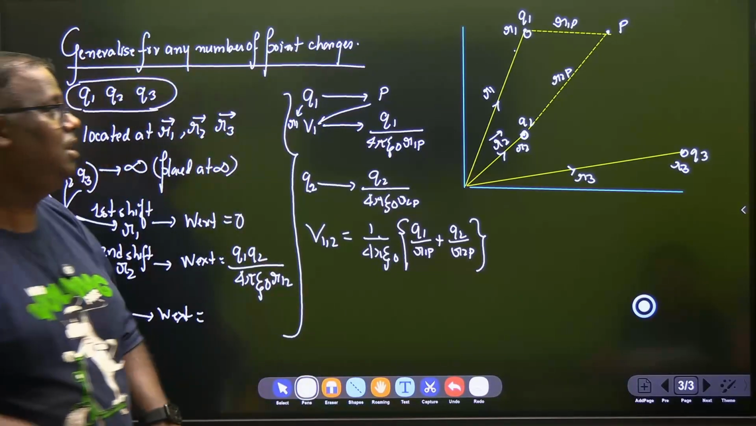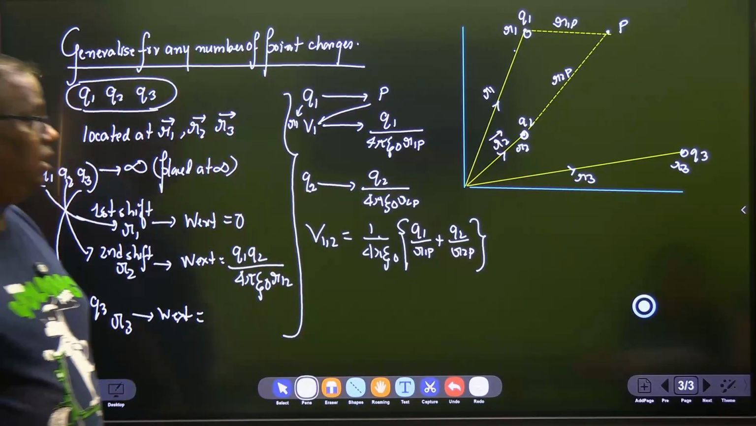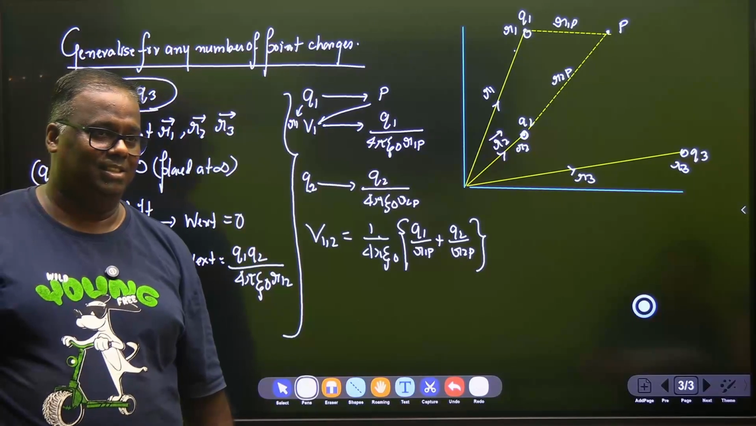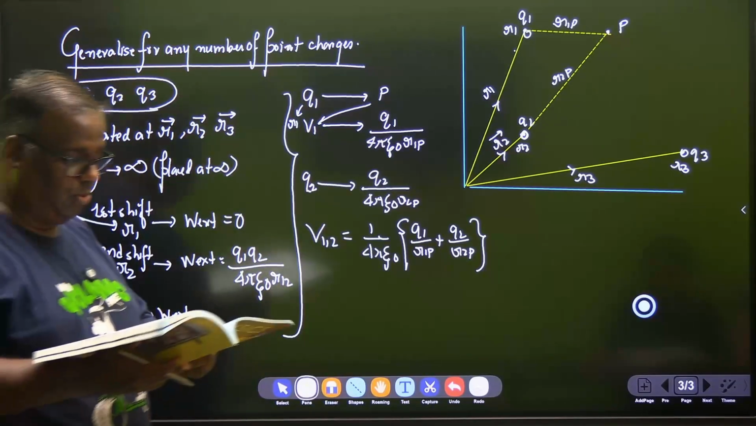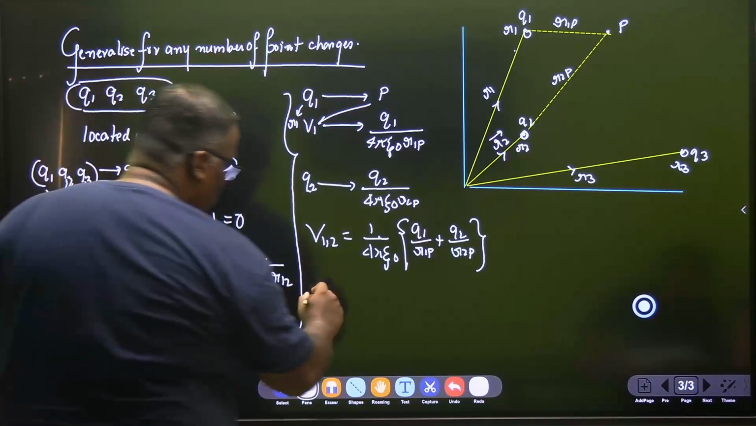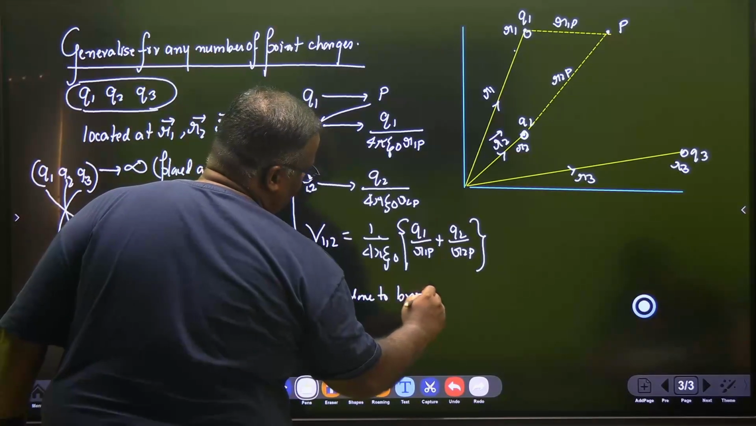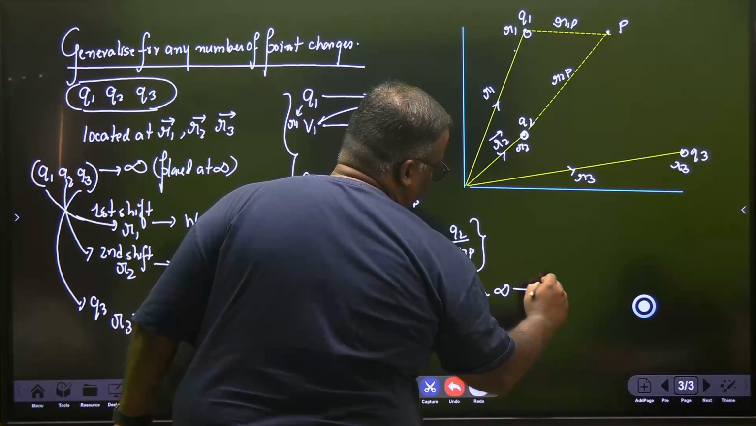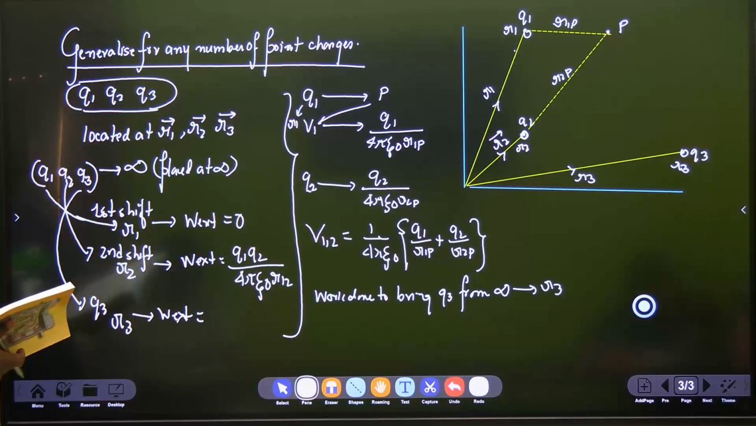Now Q3 is coming. Now Q3 finds this potential already pre-existing at that point, right? So we say the total work in assembling. Now what we do, work done in bringing Q3 from infinity to R3. So work done to bring Q3 from infinity to R3. We are bringing Q3 from infinity to R3. That is the external work done.